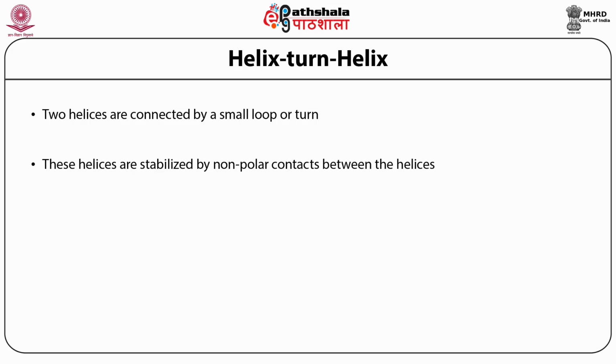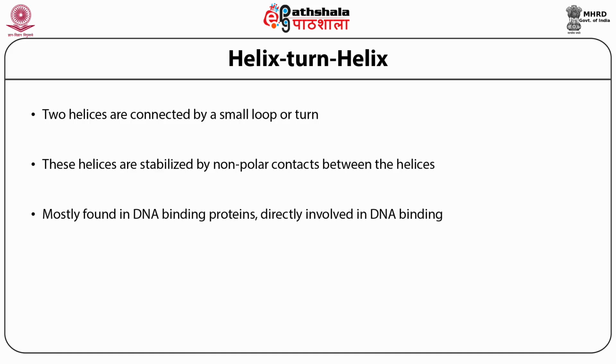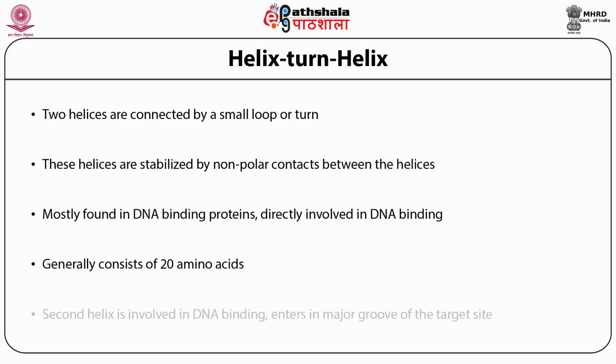These helices are stabilized by non-polar contacts between the two helices, and these motifs are mostly found in DNA binding proteins, directly involved in DNA binding. These motifs are generally about 20 amino acids, and the second helix is always involved in DNA binding. The second helix enters into the major groove of the DNA target binding site, and the two helices stabilize their orientation by several hydrophobic interactions between them.